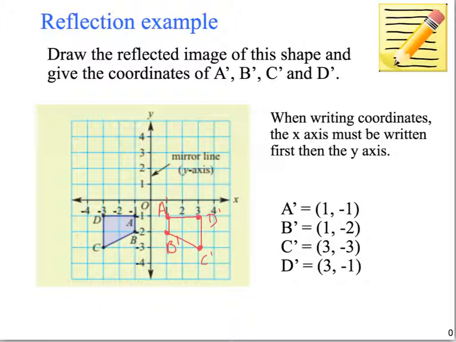So 1, -1 for A, 1, -2 for B, 3, -3 for C, and D is 3, -1 there. So that's what you need to write as your answer.